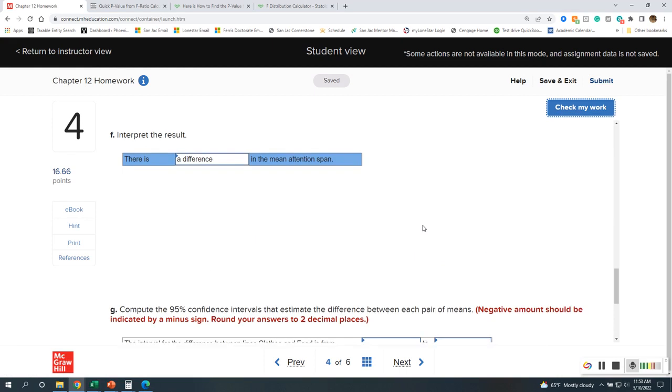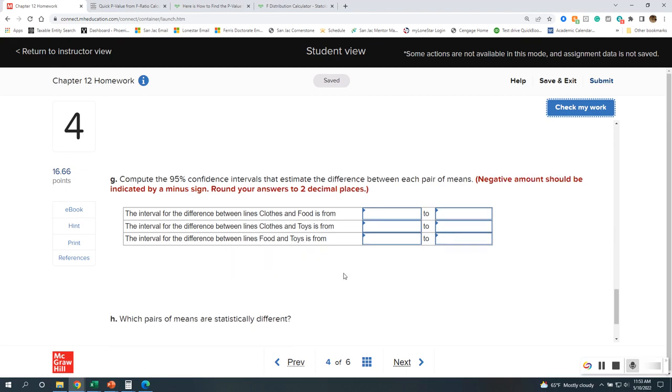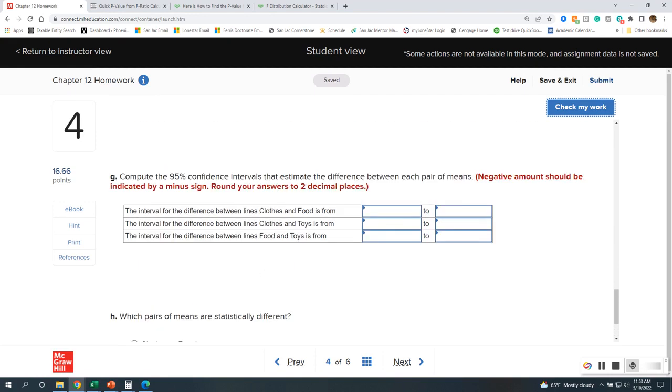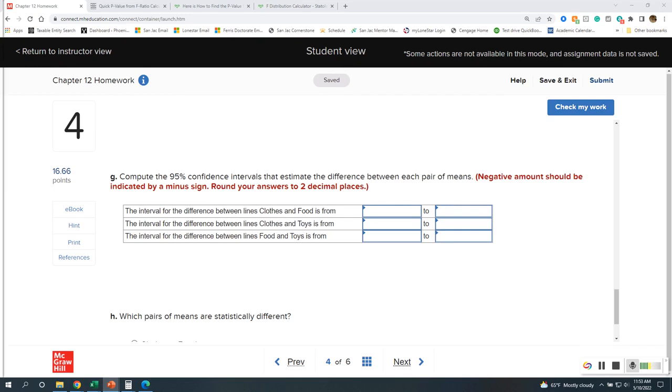Next, it wants to define critical value. Here we go. So we have to find the interval difference between clothes and food, clothes and toys, and food and toys. So, this is using our fancy formula right here. Yay! So this is why we needed to calculate the means in the first place. But we do need to come out with the t-value.